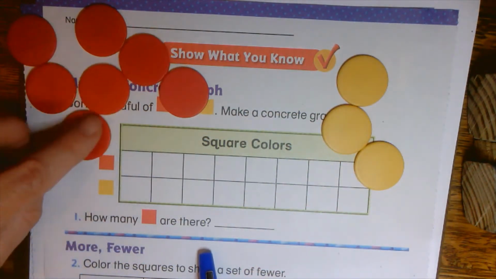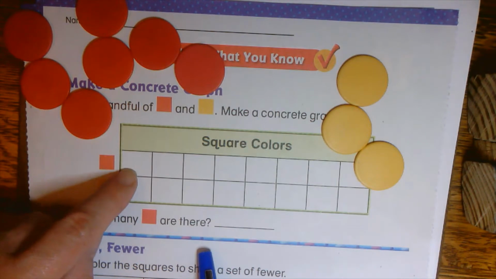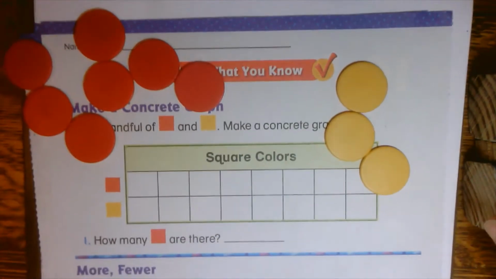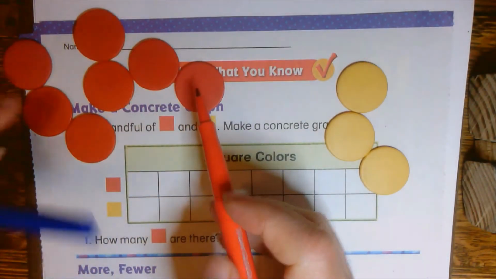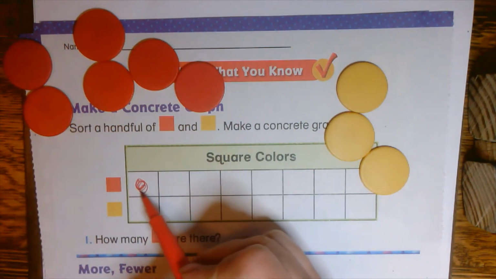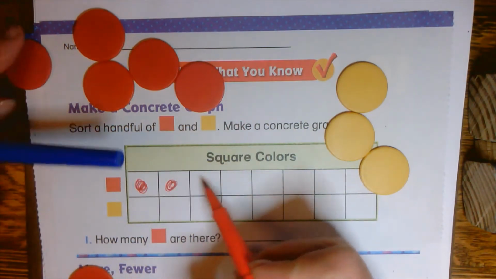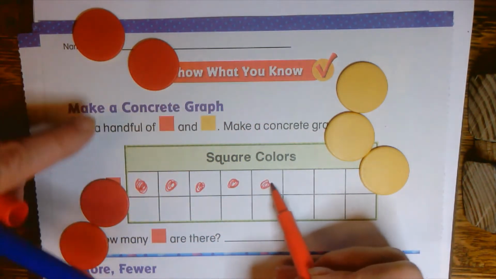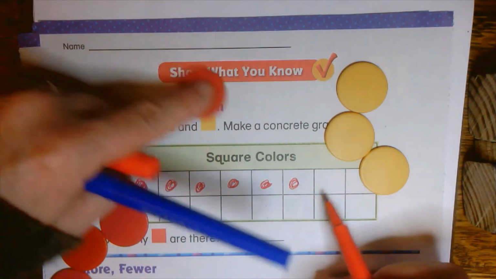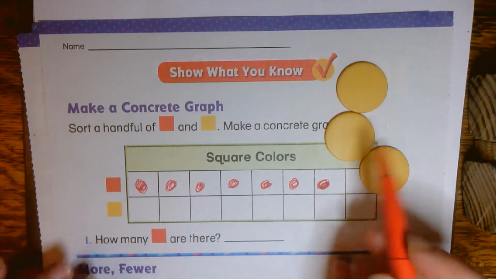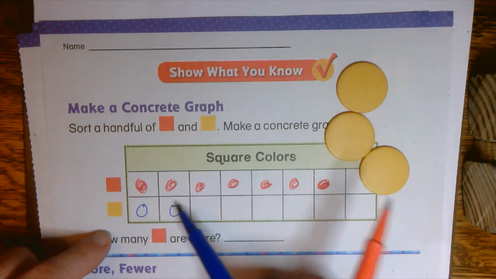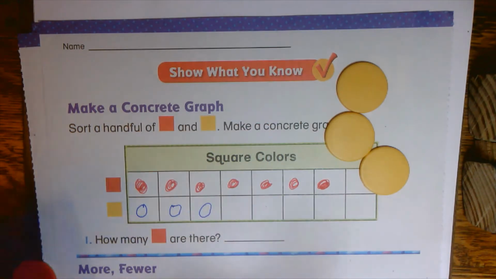and then go ahead, for a concrete graph, you're actually going to draw them in. So I'm not going to do my yellow ones because you wouldn't, oops, sorry, see it very well with that. But here I have this one, this one, this one, this one, this one, this one, and this one. And then for yellow ones, we'll pretend this blue is yellow. I don't have a yellow marker. I just have these three.